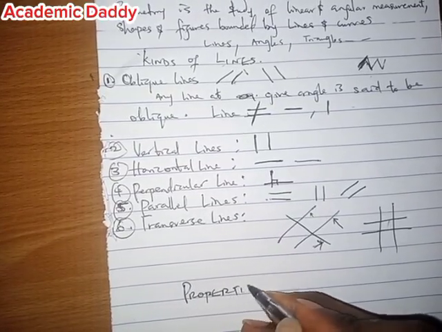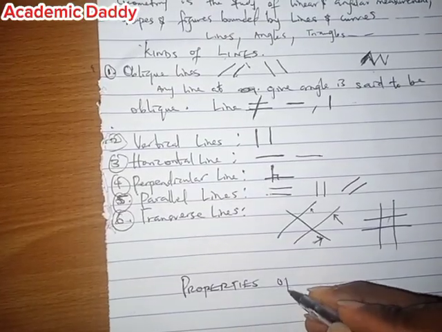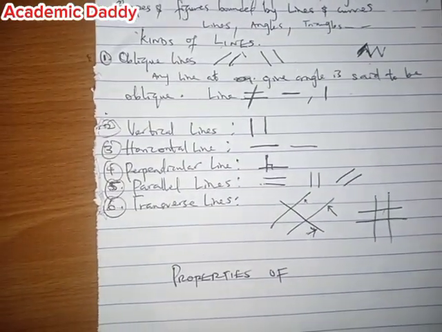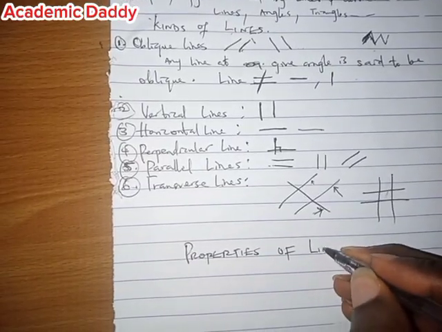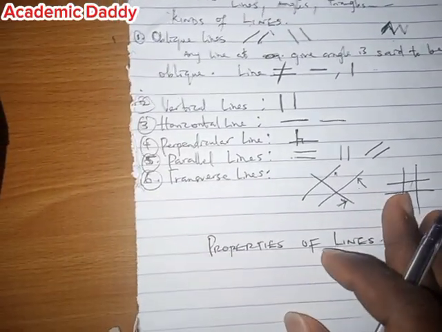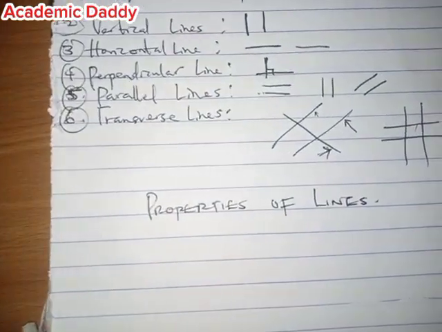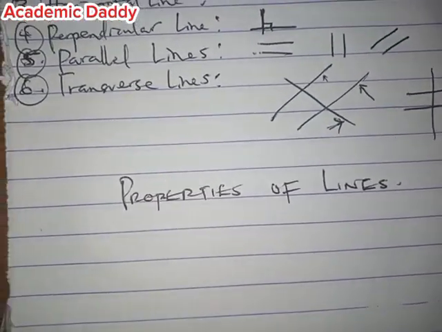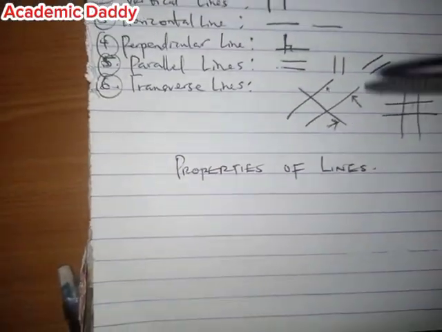You see, properties of a line, whichever way you want to put it, but you can't just have properties of a line. So it will be properties of lines. Because a line on its own does not do anything, just maintains a position or shows displacement.